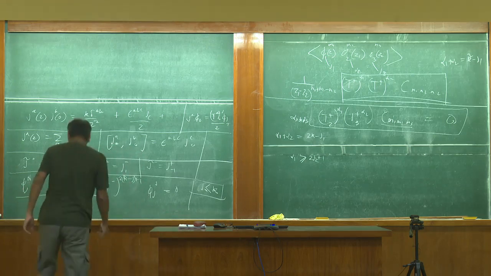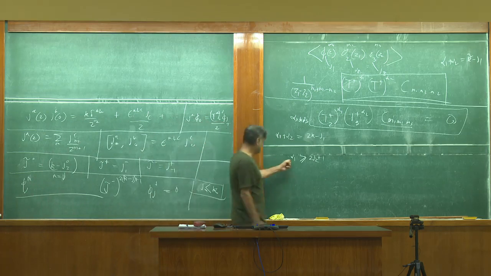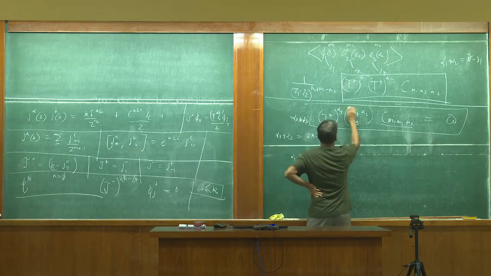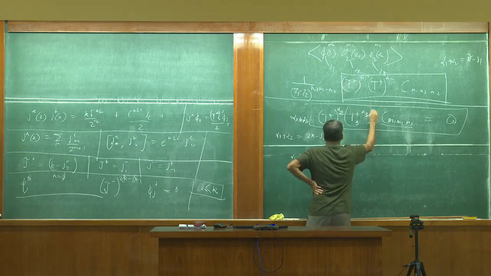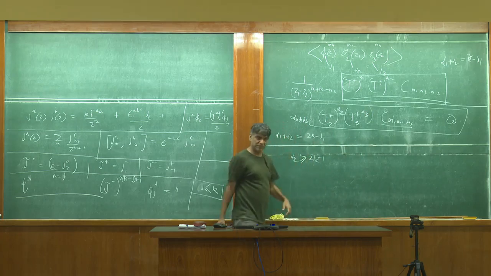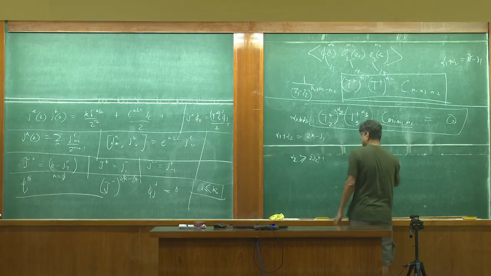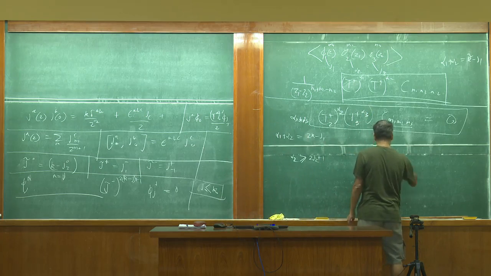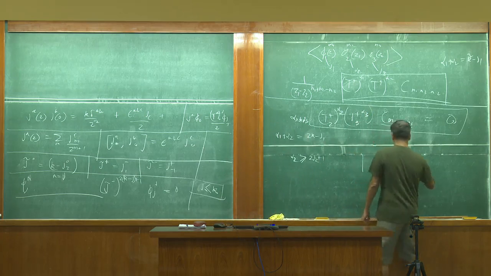So this would be a triviality if alpha 1 was greater than or equal to 2J2 plus 1. Alpha 2, let's call this alpha 2, I'm so sorry about the bad notation. Alpha 2 was greater than or equal to 2J2 plus 1 would also be a triviality, and so would alpha 3 being greater than or equal to 2J3 plus 1.